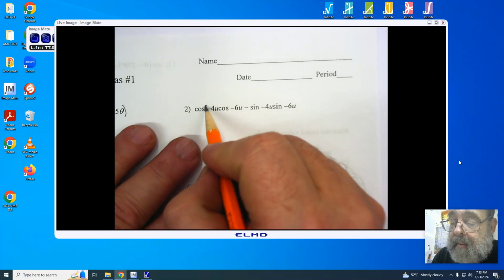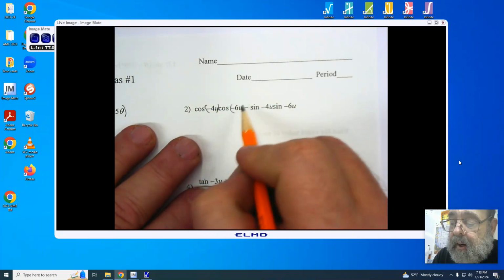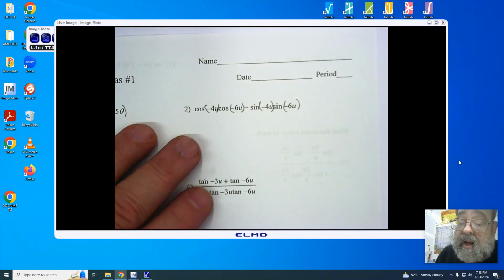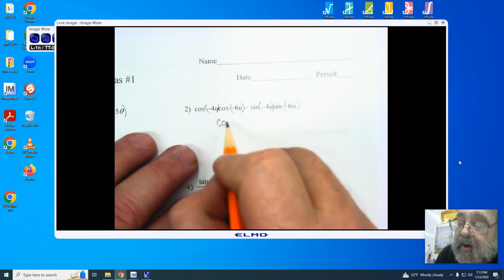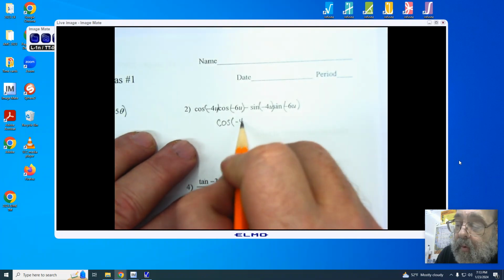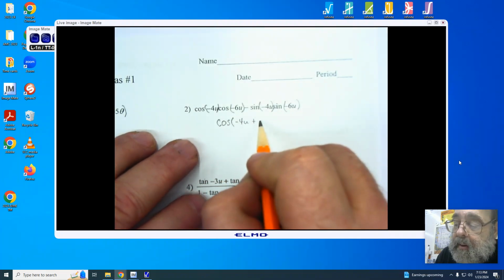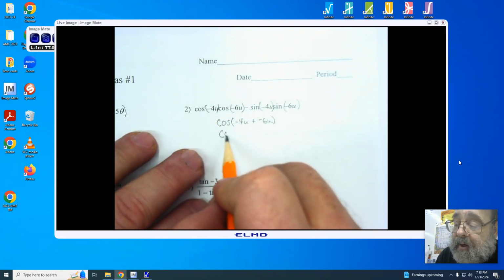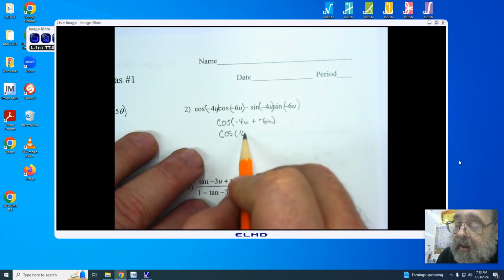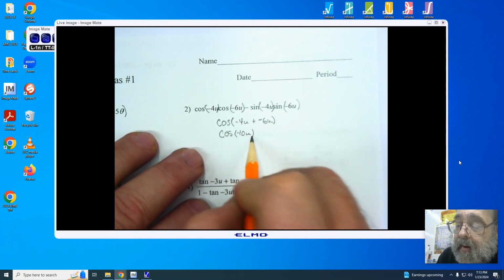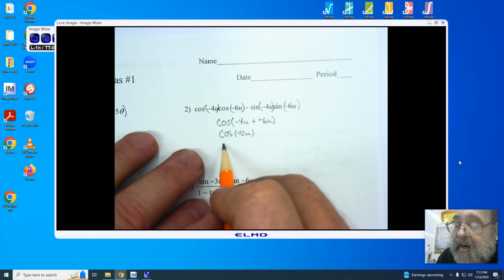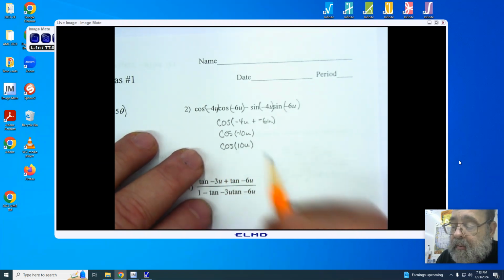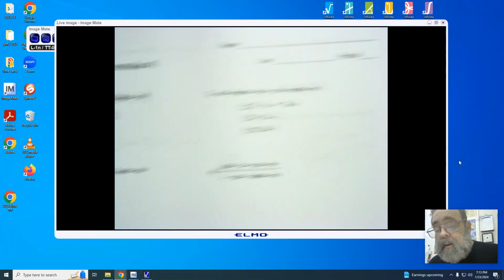Once again, I'm going to put my parentheses in to help me see it clearly. I see that I have a product of cosine minus the product of sine, so I am once again looking at the cosine of negative 4u plus negative 6u. When I add them together, I get the cosine of negative 10u. Because cosine is an even function, the negative goes away, and I have simply the cosine of 10u. Let's look at number 3.